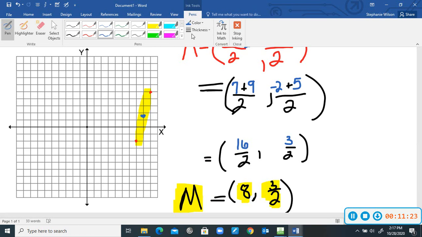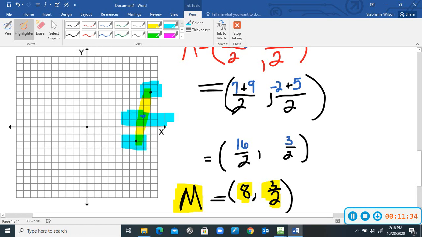I want to explain something to you real quick. This is an endpoint, and this is an endpoint. Why is it called an endpoint? Because those are the endpoints of your line. And then here's our center of the line.